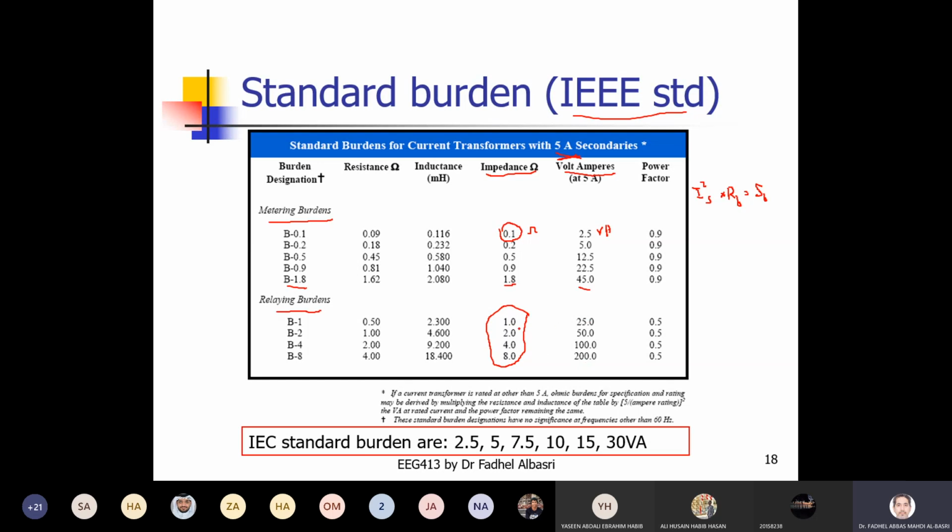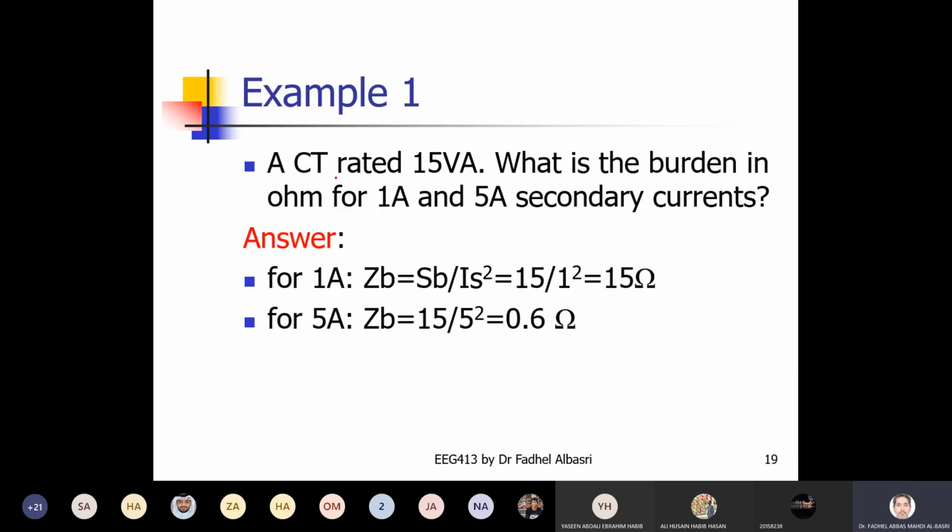So 1 ohm means 1 ohm times 25, which is 25 volt ampere, up to 200 volt ampere for the 8 ohm burden. Now in IEC, the burdens are not given in ohm, they are given in volt ampere directly. So they have standard burdens of 2.5 volt ampere up to 30 volt ampere. For example, if I have a CT rated 15 volt ampere, what is the burden in ohms for 1 ampere and 5 ampere secondary currents?